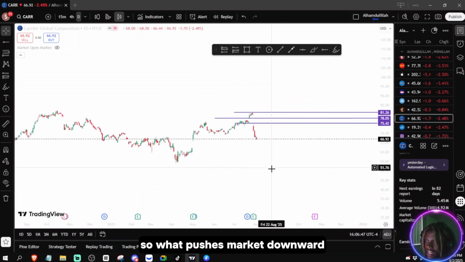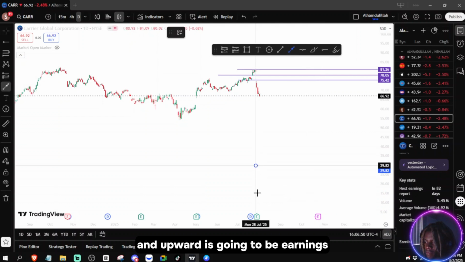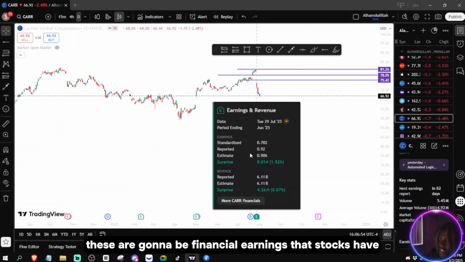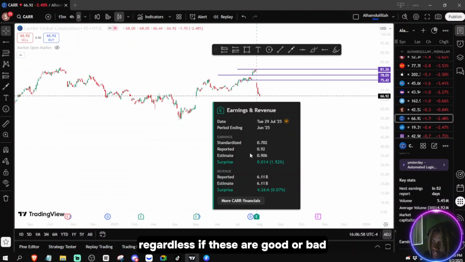So what pushes market downward and upward is going to be earnings. You're going to be able to see these things here. So these are going to be financial earnings that stocks have. Regardless if these are good or bad, the stock is going to do what it wants. Please never trade earnings. Don't ever 50-50 earnings. Don't ever try to make some bread trying to predict financials.